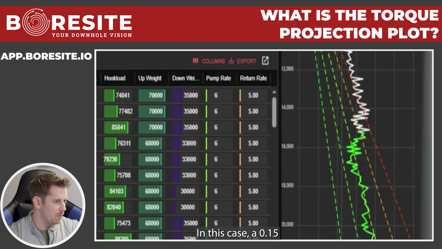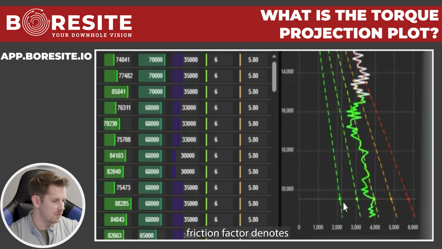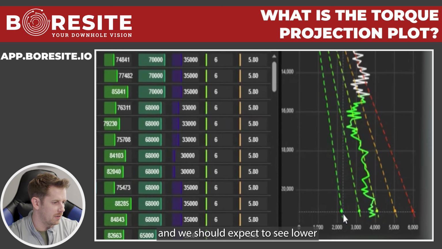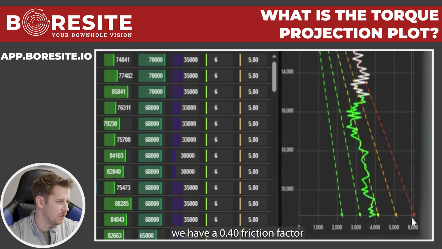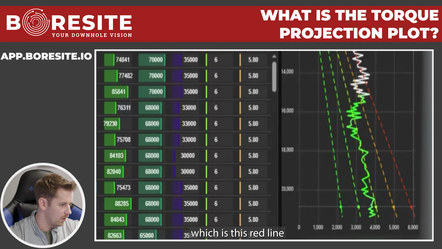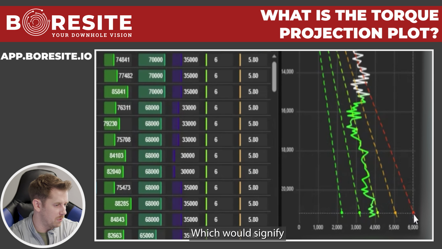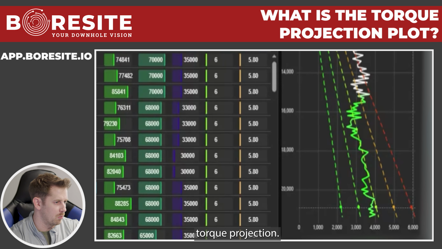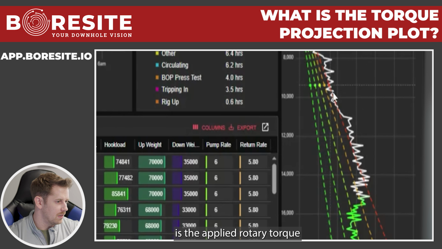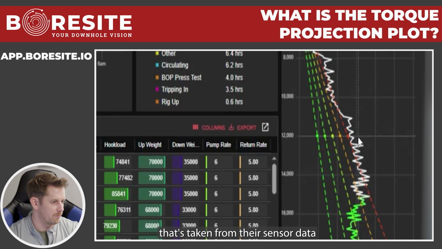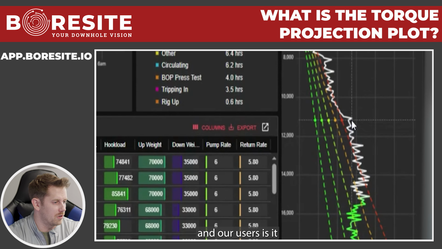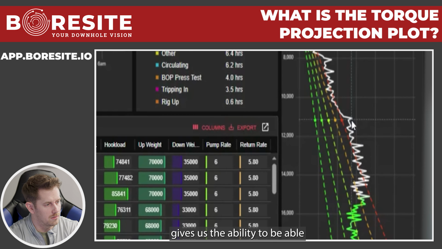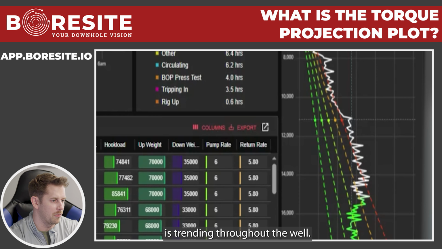In this case, a 0.15 friction factor denotes low friction, and we should expect to see lower torque at this projection. On the other side, we have a 0.40 friction factor, which is this red line on the right, which would signify really high friction, which gives us a higher torque projection. This white line you see is the applied rotary torque that's taken from their sensor data plotted on top of these charts. What this does for us and our users is give us the ability to see how our torque is trending throughout the well.